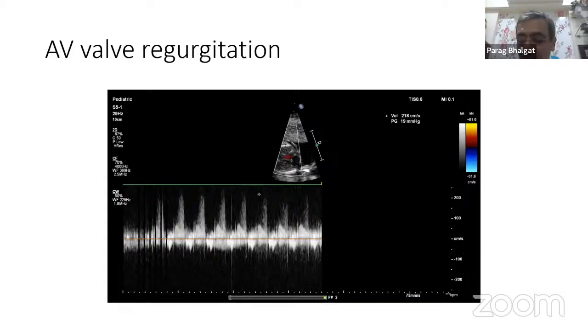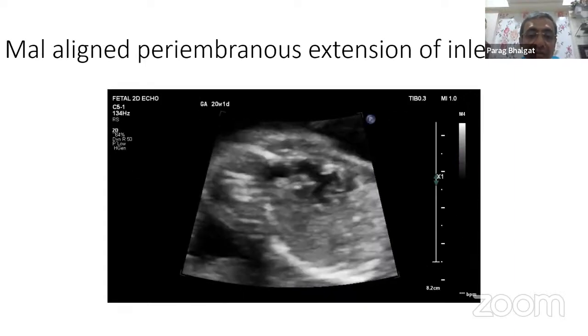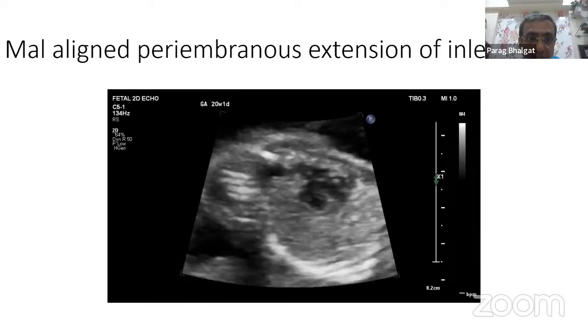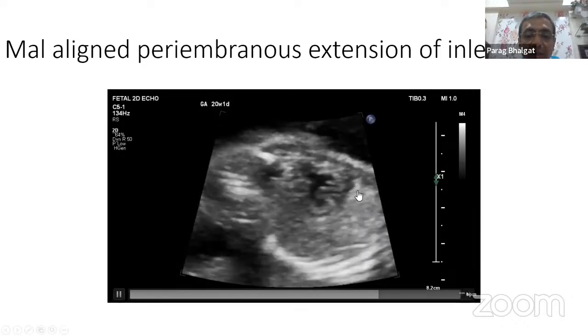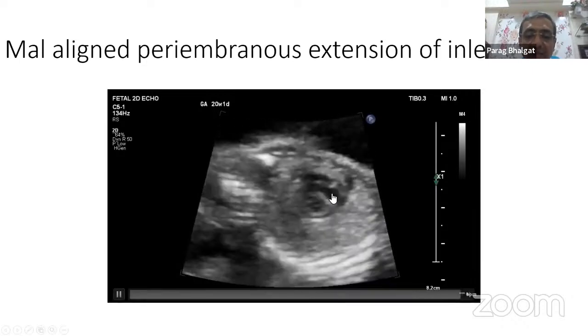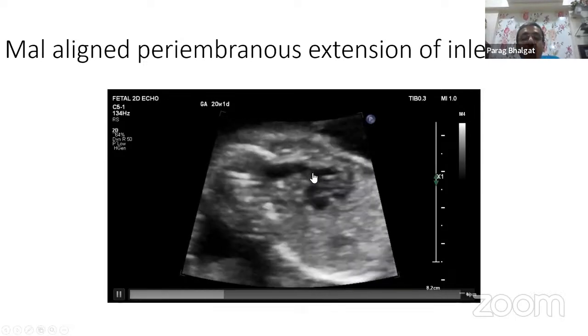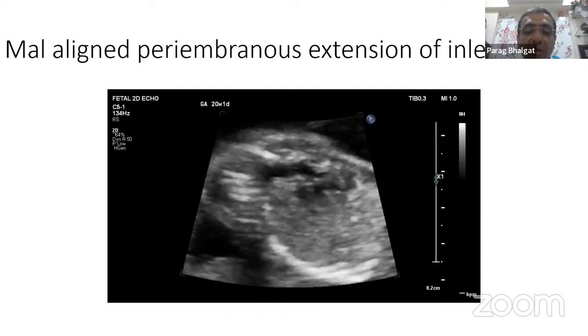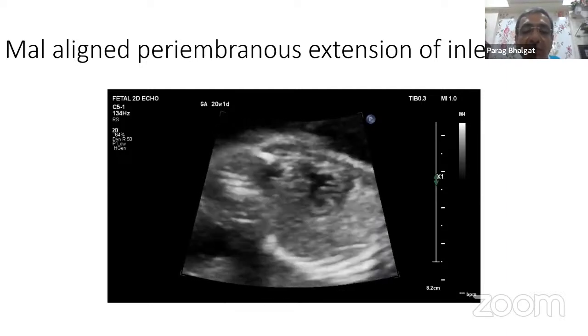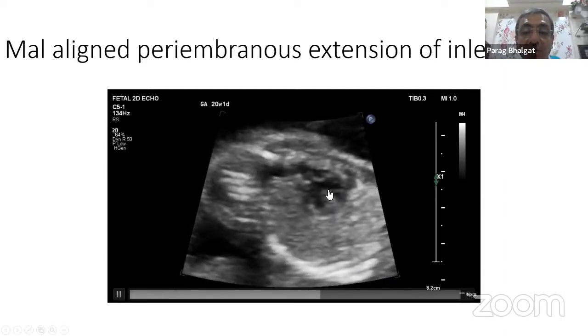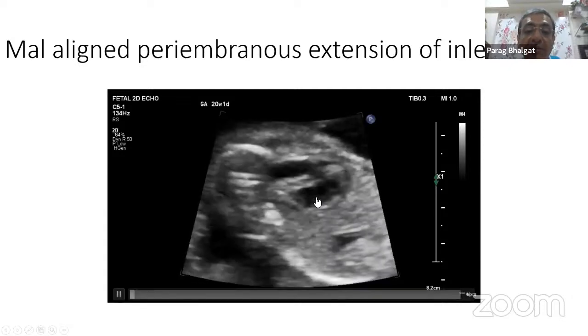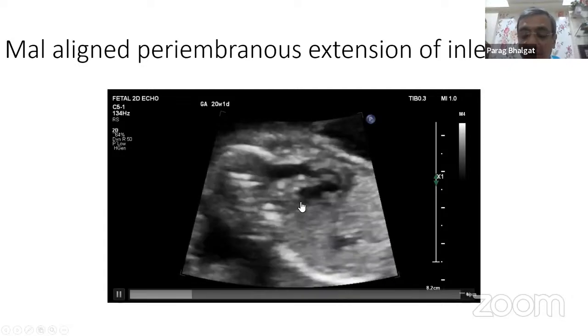This is AV valve regurgitation. The VSD is on either side of that IVS, again a malaligned perimembranous VSD. This IVS plane, if extended, divides the aorta into two planes. It goes through the aorta. The aorta is not committed to one ventricle; it is committed to both ventricles. Also, we can appreciate the morphology of the AV valve, the common AV valve, and leaflets here.